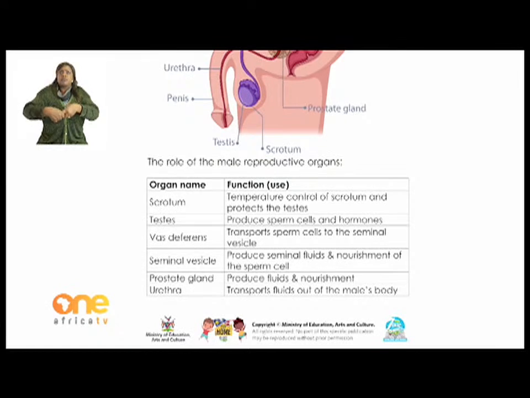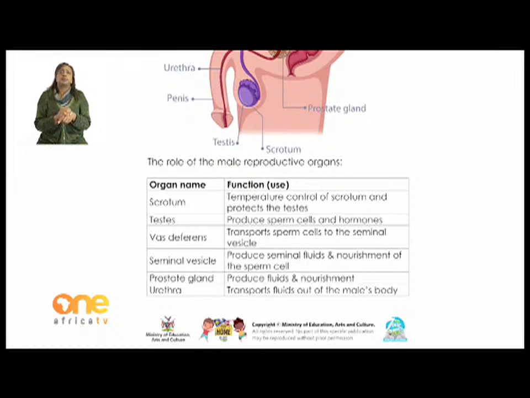Please do not get confused with the urinary bladder. It is not part of the reproductive system. Let us go down to page 20. And on page 20 at the bottom, we have the role of the male reproductive organs. This table shows on the left side the organ name, and on the right side the function or the use of these organs.